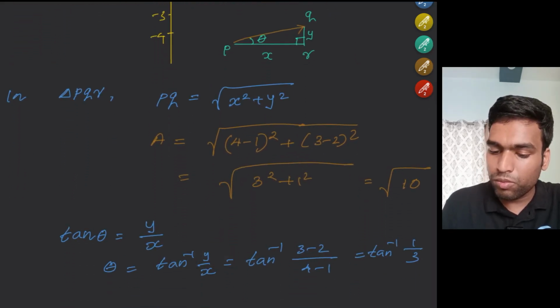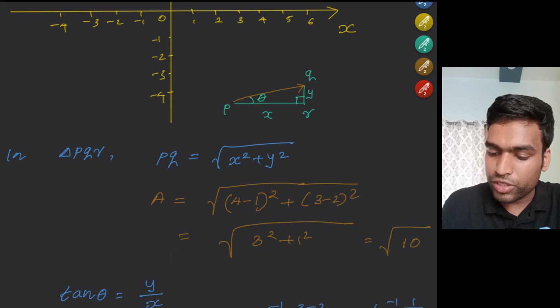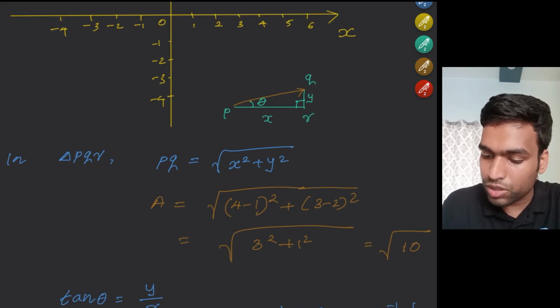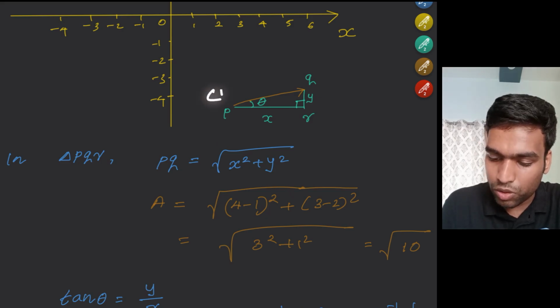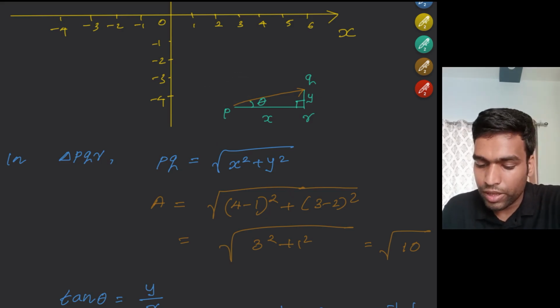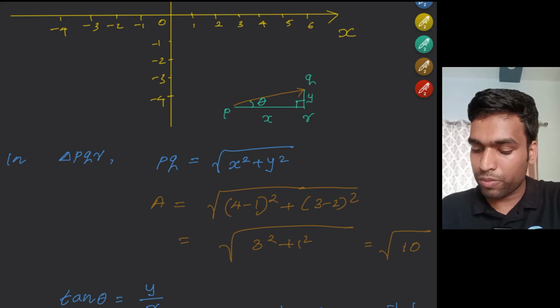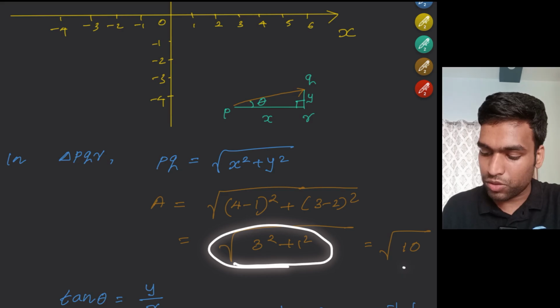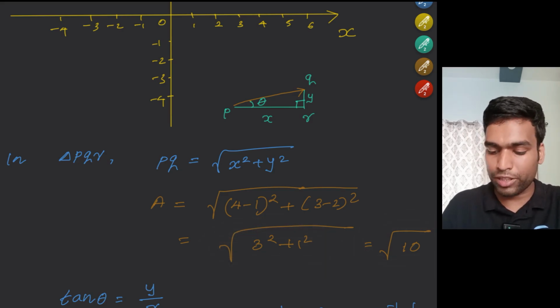So by knowing the points, I already said this point is (4, 3) and this was (1, 2), right? So the magnitude equals the square root of (4 minus 1) squared plus (3 minus 2) squared. So the square root of 3 squared plus 1 squared, which will be the square root of 10. That is the way of finding the magnitude.